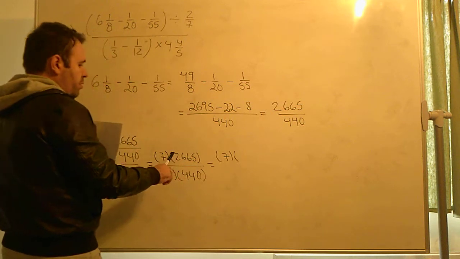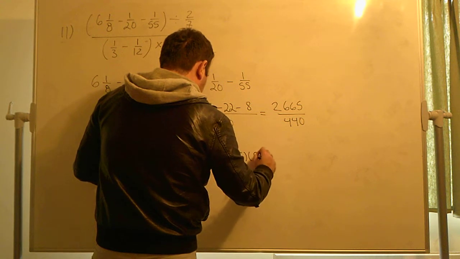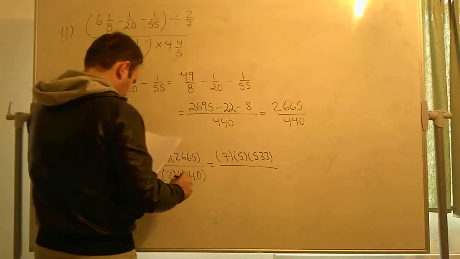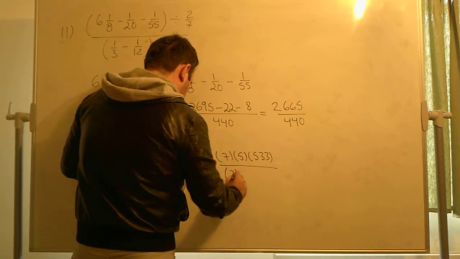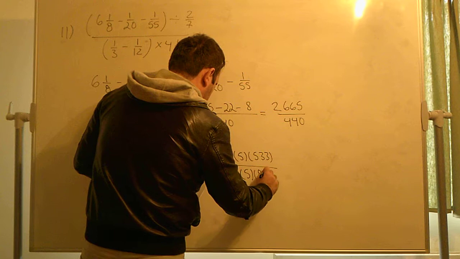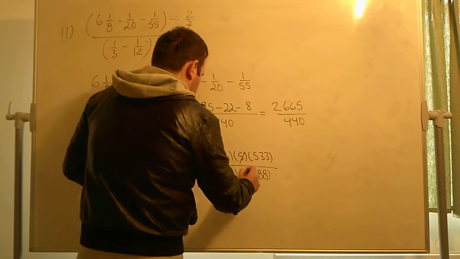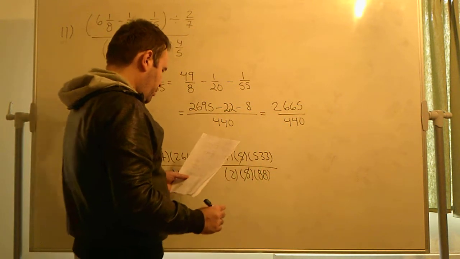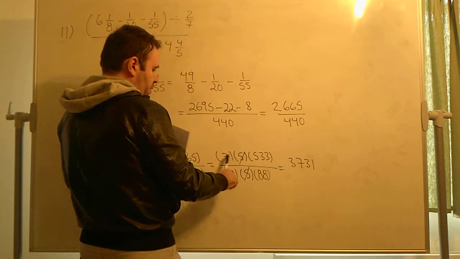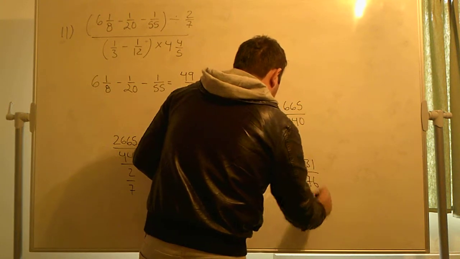So it turns out that 2665 is equal to 5 times 533. And then 440 is equal to 5 times 88. So 5 divided by 5 is 1. And then we would be left with 3731, which is 7 times 533, divided by 176.